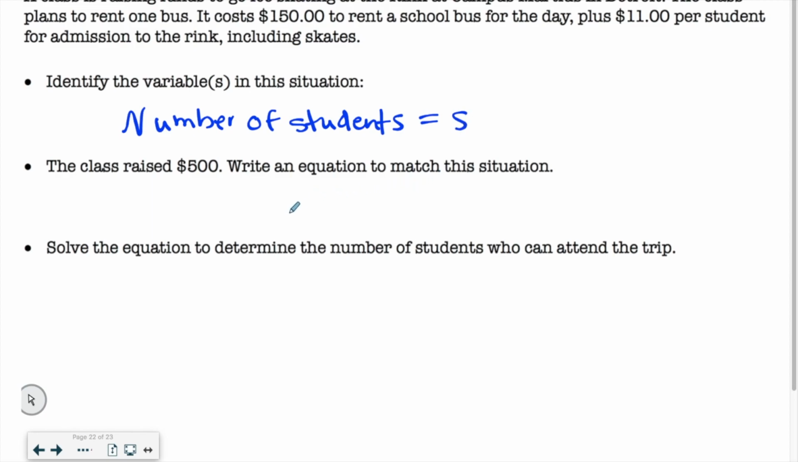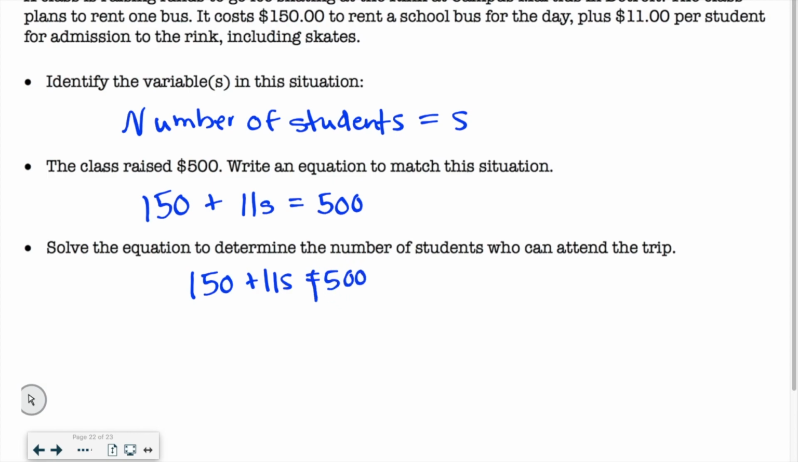And then it says the class raised $500. Write an equation to match the situation. So we know that it's going to cost $150 for the bus, plus each student has to pay $11. So remember, if each student has to pay that, that's the variable attached to it. So 11S. And they raised $500, so that's the total amount that they raised. So then it says solve the equation to determine the number of students who can attend. So I'm going to rewrite this down here.